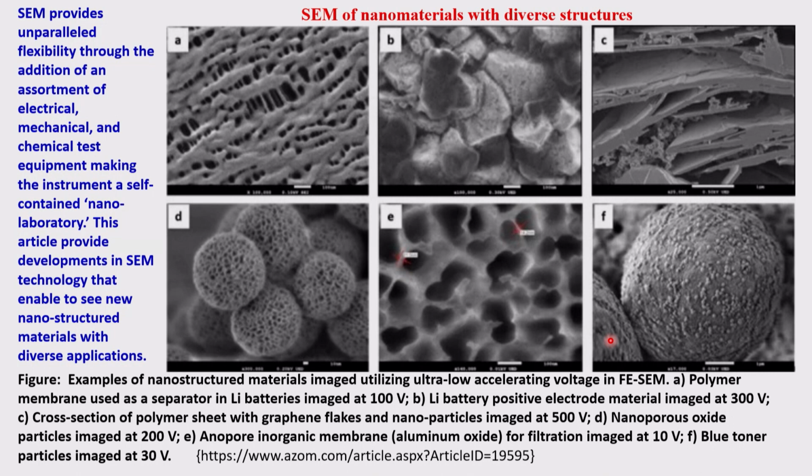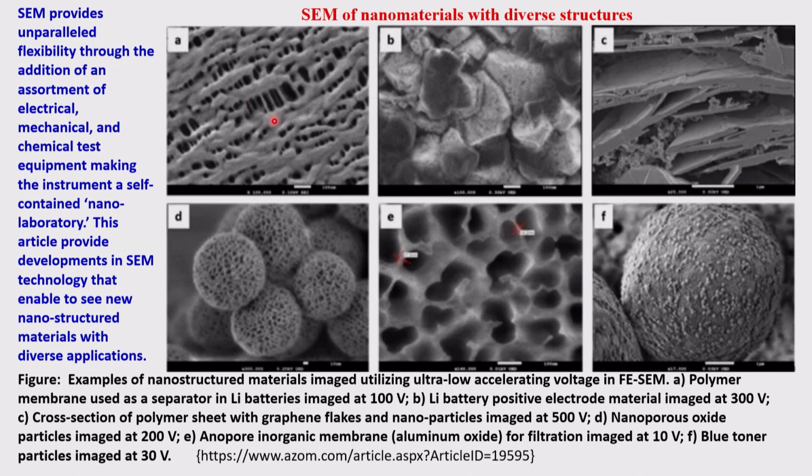But I would like to bring one case here which has a set of signature SEMs for a variety of materials. For example, these are all nanostructured materials imaged utilizing ultra low voltages, which are somewhat lower here. These are all called FE-SEM. The first one, A, is for the polymer membrane used as a separator in lithium batteries. Don't need to worry about the potential at which it was measured. Not important for us in this case.